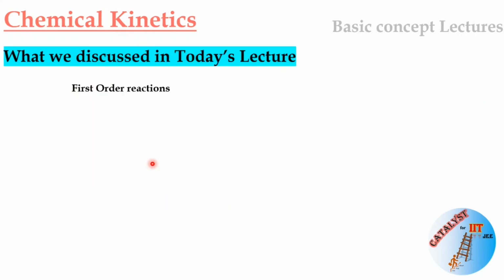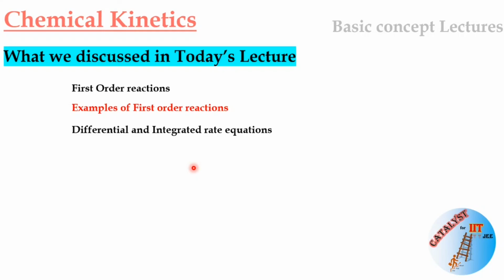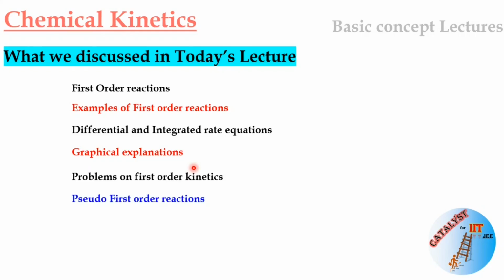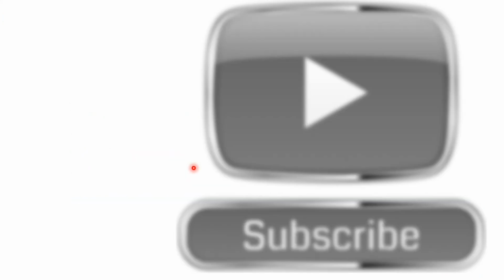So what we discussed in our lecture 4: we discussed first order reactions. We talked about the examples of first order reactions. We talked about the differential rate equation for first order reactions. We talked about the integrated rate equations and the many graphical representations, and we also did one problem on first order kinetics, which is very important to understand. And we also talked about pseudo first order reactions with examples.